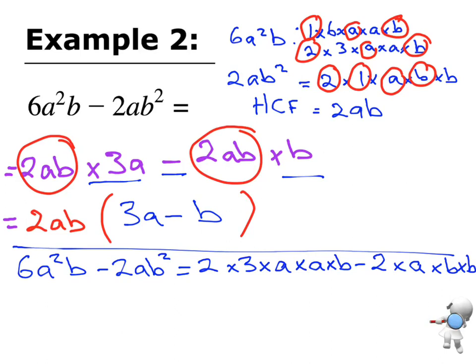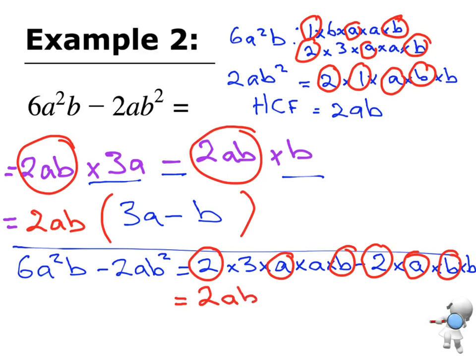Now I'm going to think, what do they have in common? So I've got a 2 that's in common, I've got an a that's in common, and I've got a b that's in common. So I'm going to take those three things out, 2, a and b. And now in the brackets I've got to think, what's left over? I've got a 3 and an a, take away a b. And there's the same answer again. So two slightly different ways of looking at it. You decide which method you prefer.